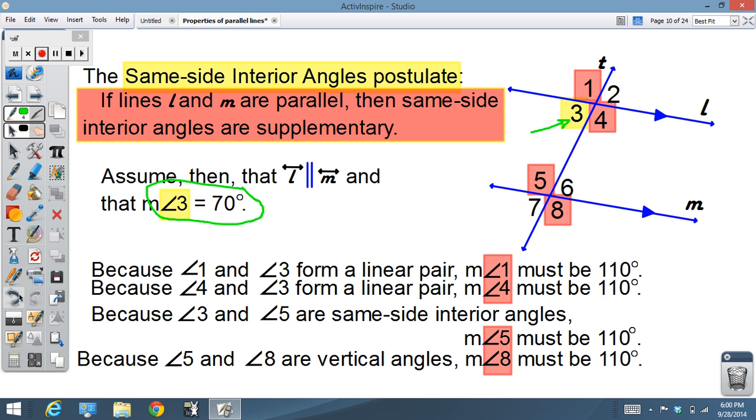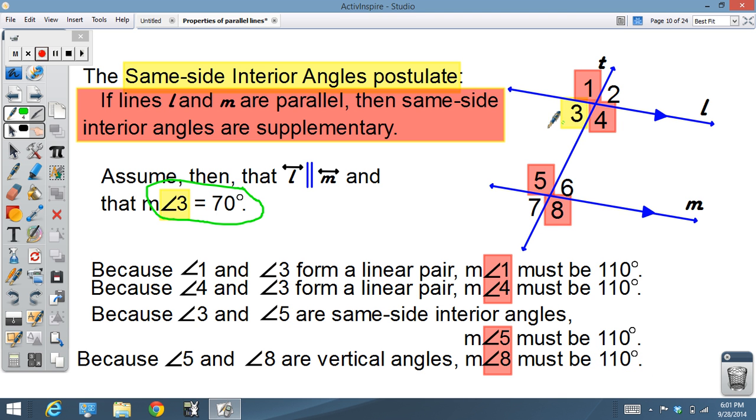Because 1 and 3 form a linear pair along line T, well, they have to add up to 180. Therefore, if 3 is 70, 1 must be 110. Likewise, angles 3 and 4 also form a linear pair on line L, right? Therefore, if 3 is 70, 4 must be 110. All right, now, by our postulate that we just talked about, 3 and 5 are same side interior angles. Therefore, they must add up to 180, and angle 5 has to be 110. Finally, because 5 and 8 are vertical angles, 8 must be congruent to 5, must also be 110.